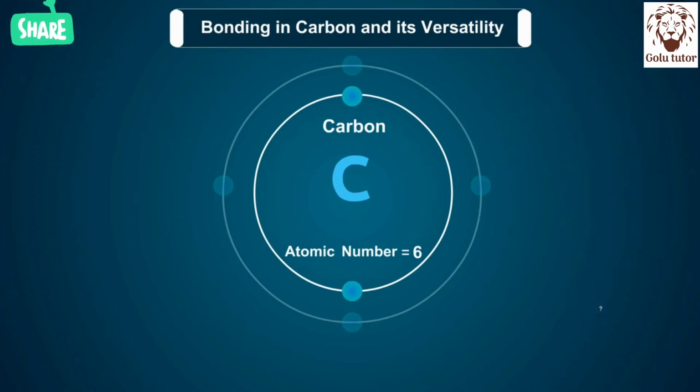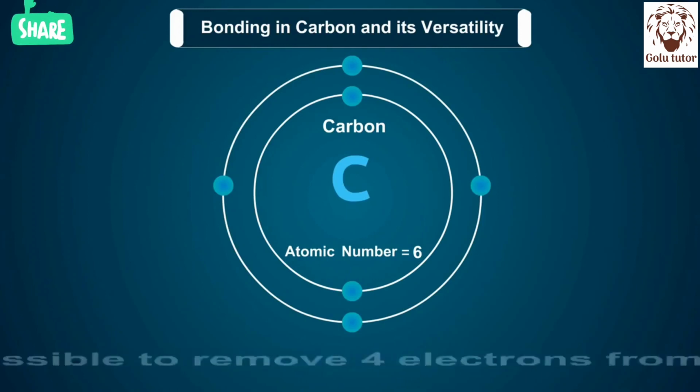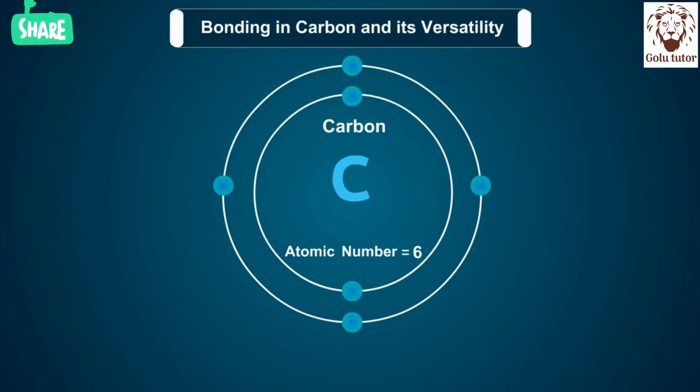As carbon is a small atom, the outermost electrons are held strongly by the nucleus of the atom. So, it is not possible to remove 4 electrons from carbon. Also, it is not possible to gain these many electrons due to energy considerations.